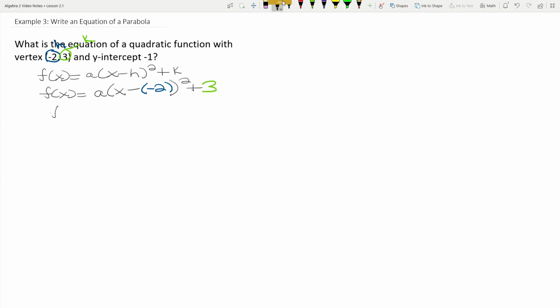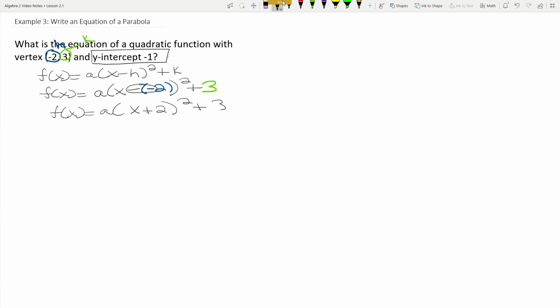Okay, so let's rewrite this real quick. So f of x equals a times x. Now we got these 2 negatives make a positive, so we got plus 2 squared and then plus 3. So that is our vertex form so far. We're almost done. We just got to find a. So we need to find out what a is. We're going to be using this information to help us find it.